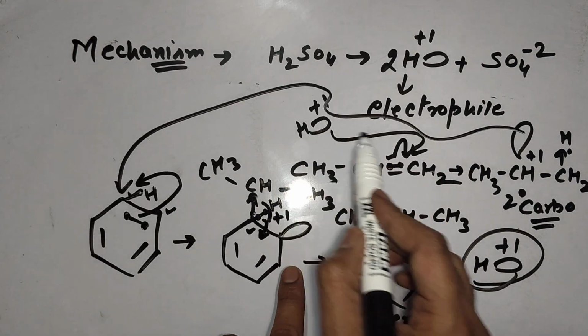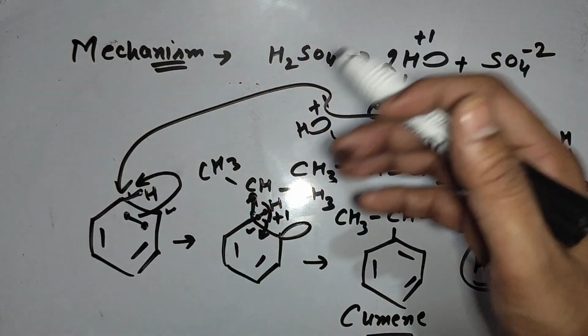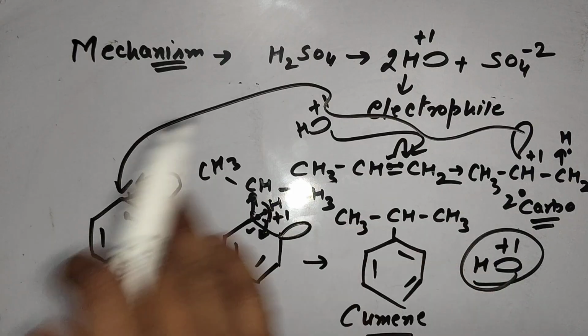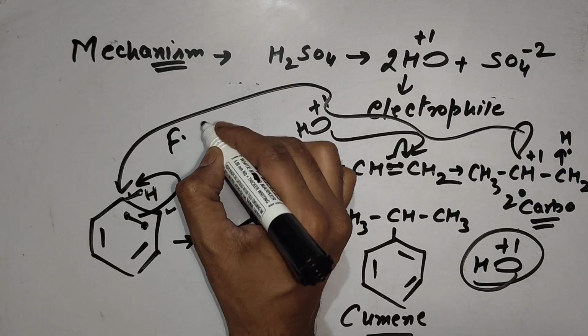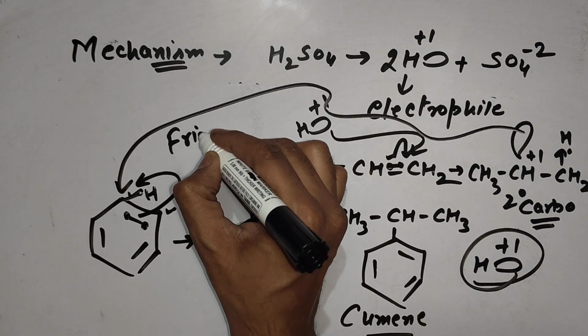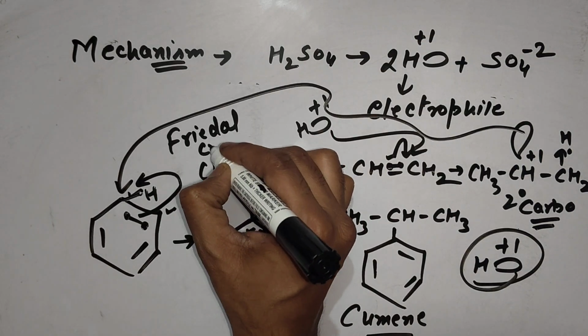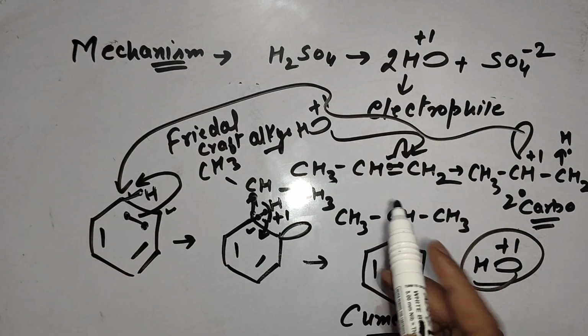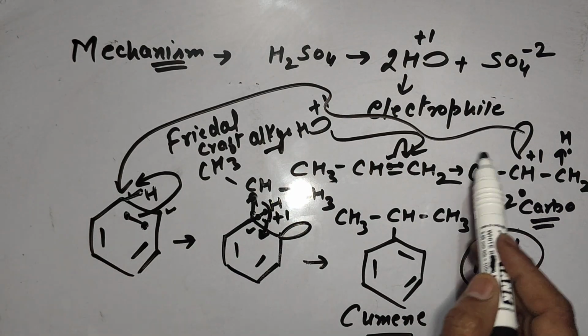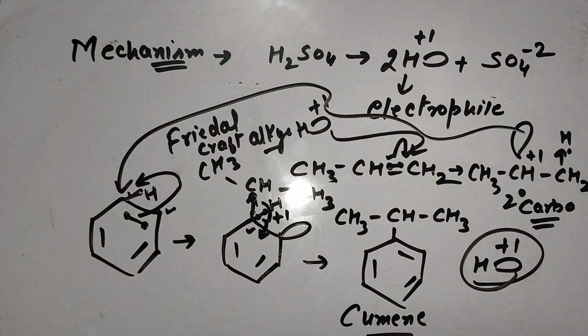It will repeat the whole cycle again with another molecule of propene. The same process will be repeated. So this is the mechanism of the first step. This whole reaction is also known as Friedel-Crafts alkylation, because this is an alkyl group which is joined on the benzene ring. So that's why this is also known as Friedel-Crafts alkylation. This was the mechanism of the first step.